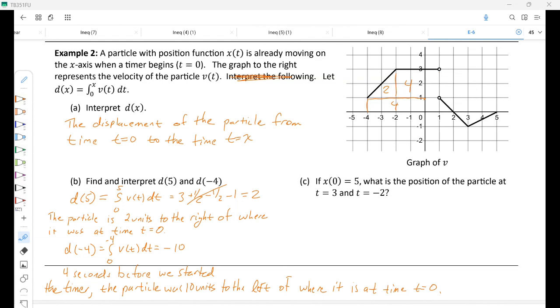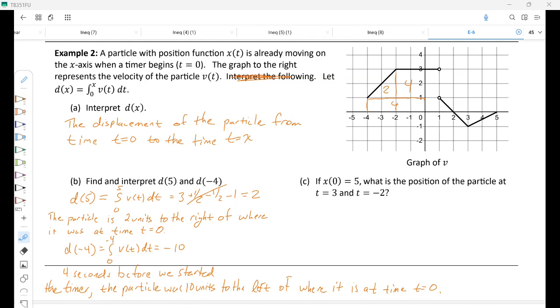Okay, so letter C. This is the second type of problem. There's one more complication to this. If the position is 5 at time t equals 0, we did not know any positions. We just know where they were in relation to each other. So if x of 0 is 5, what's the position of the particle at t equals 3 and t equals -2? We have to take the starting position and then add the change.